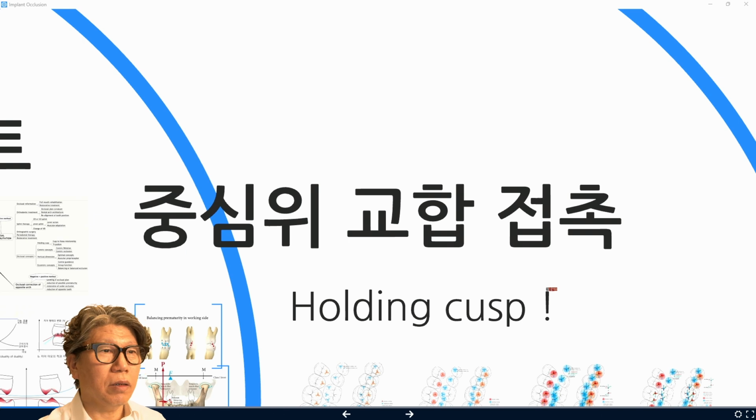Last session, I discussed the differences in occlusion between implants and natural teeth. I mentioned how the presence or absence of the periodontal ligament affects the elasticity and movement of the teeth. Today's topic is centric occlusion contact.